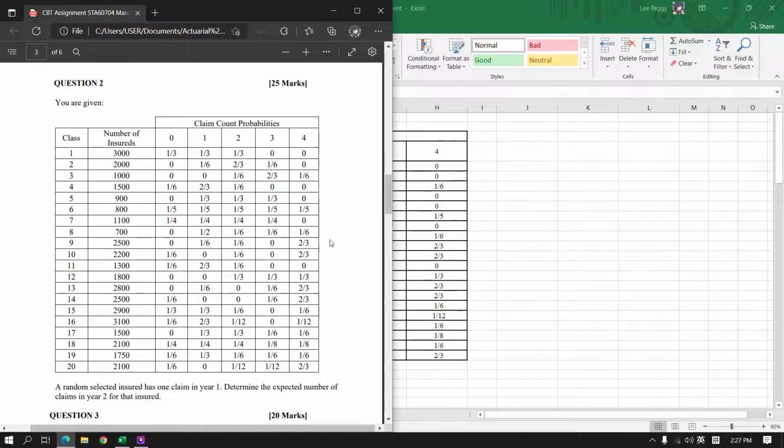So we are given this set of data with classes, number of insured, and the claim count probabilities of 0, 1, 2, 3, and 4 claims. A randomly selected insured has one claim in year 1. So determine the expected number of claims in year 2 for that insured.